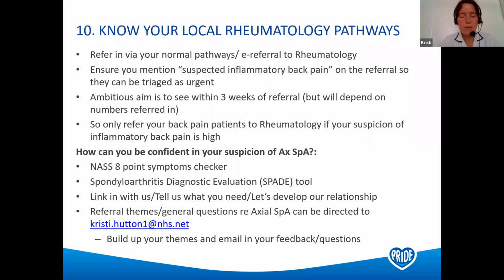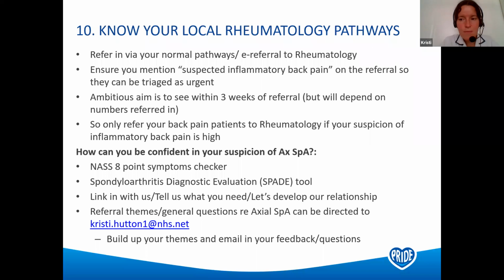Maybe it's physio, maybe it's neurology, and treat red flags as you obviously would. So if you have a high index of suspicion that your back pain is inflammatory, send them to rheumatology. We'll do the MRI scan. If you can get the bloods done beforehand, that'd be fantastic. Just to summarize, how can you be confident in your suspicion? Get patients to do the 8-point checker, use your SPADE tool, and then use my email.